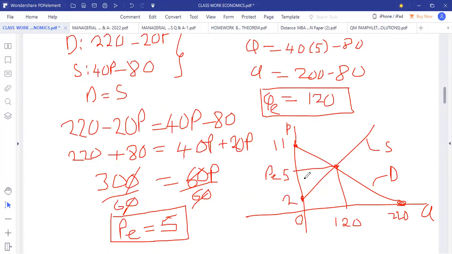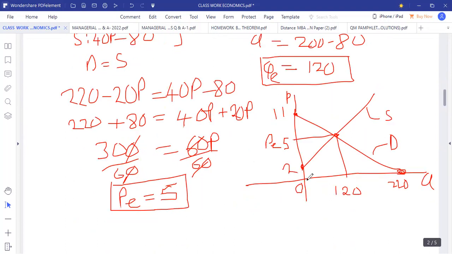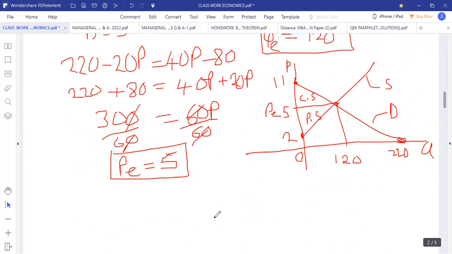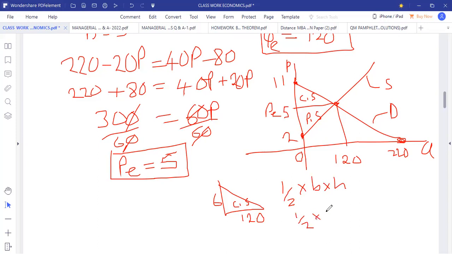So this becomes our graph. Consumer surplus is here. Producer surplus is here. So if you're going to extract the diagram there, you discover that your consumer surplus, the distance from 11 to 5 is 6. From 0 to 120 is 120. How do you find the consumer surplus? This is simply half times base times height. So our base is 120, our height is 6. So when you multiply that, you get 360.